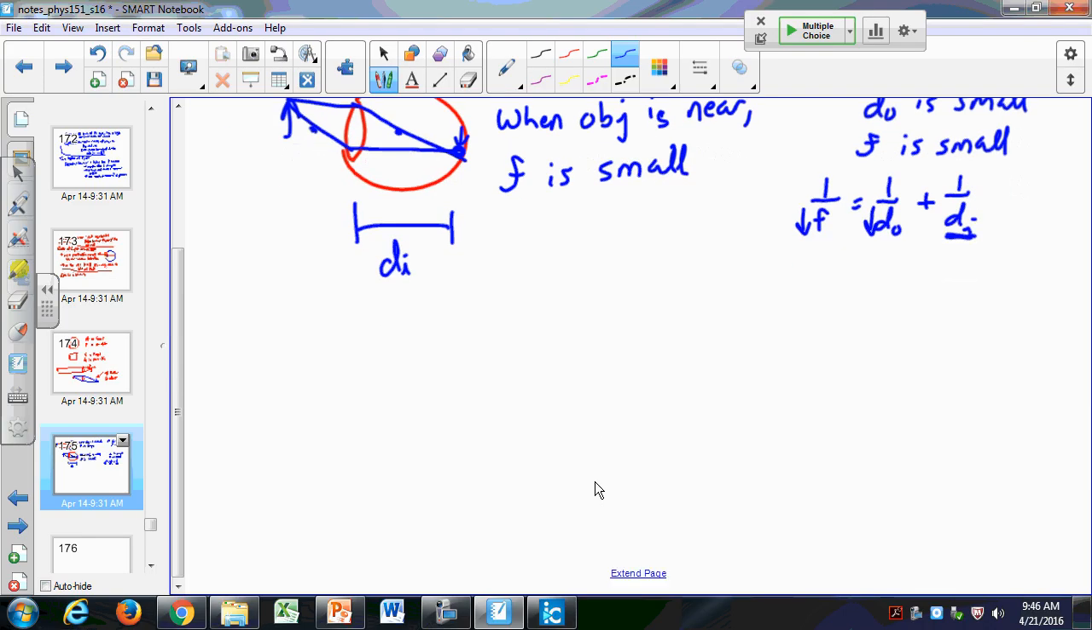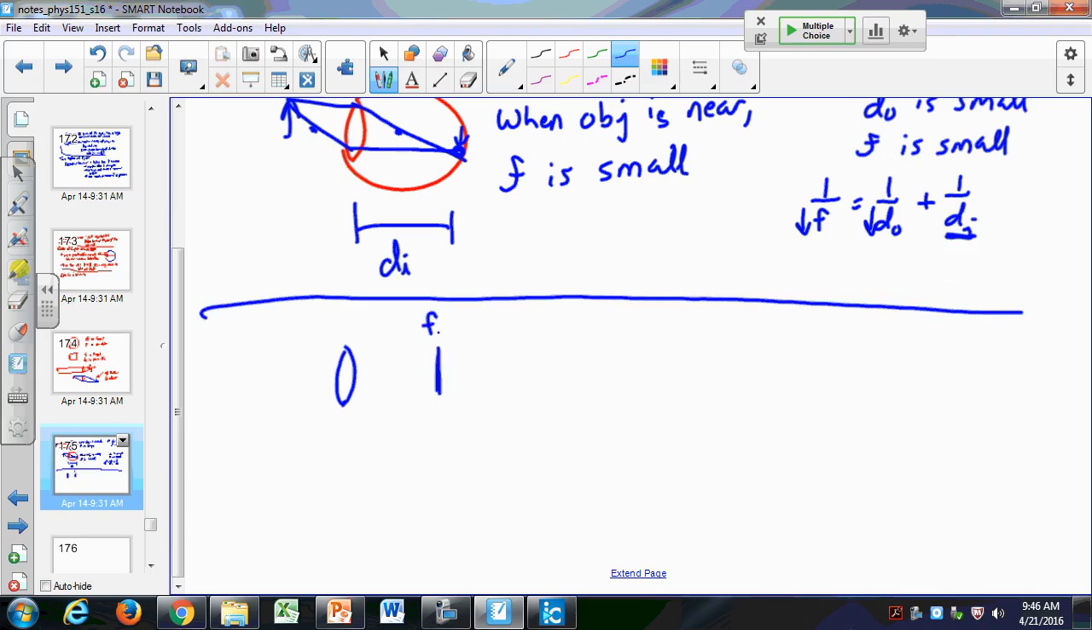Now for a camera, similar but different. For a camera, here's my lens and film. This is my film. This is my lens. When an object is far away, the focal point is at the film. Then if I have an object that's nearby, I want the film to be where the image will be formed. So here, my object is nearby.